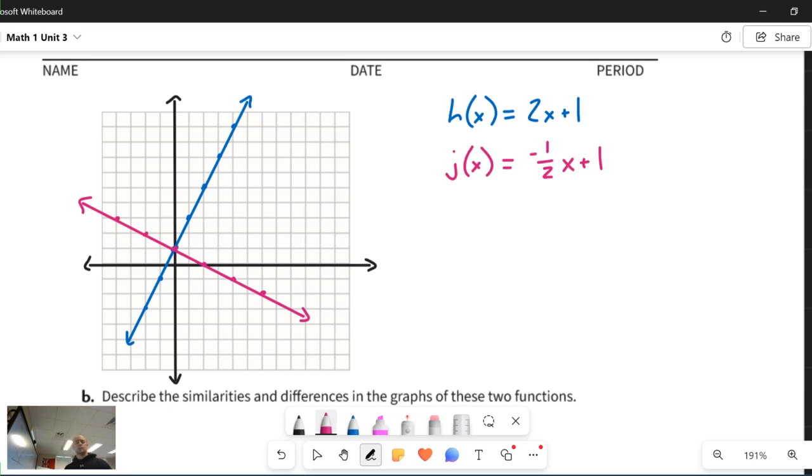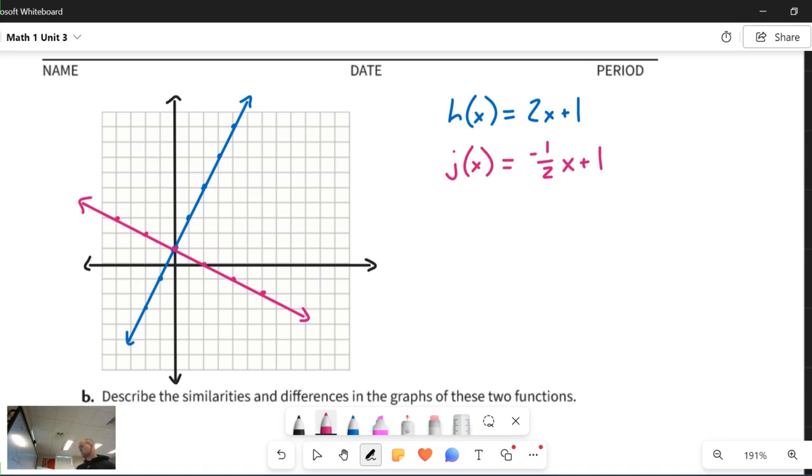Now, in these problems, it also asks us to describe the similarities and differences in the graphs of these two functions. You should know by now, I'm not going to hand write all of that. We're just going to talk it through. In this case, both functions have the same y-intercept. These are the differences: in the blue function, h of x, we have a positive slope, and in the pink function, j of x, we have a negative slope.